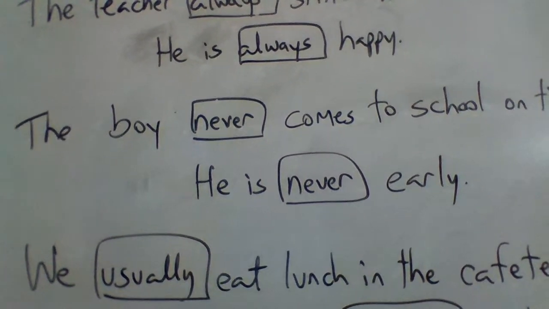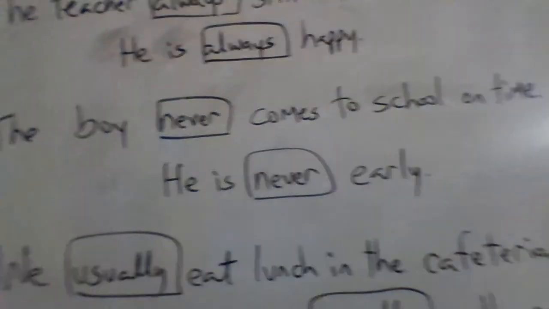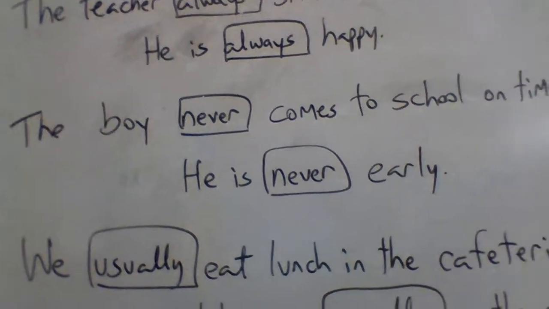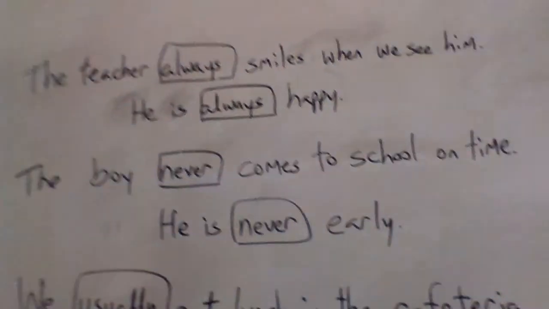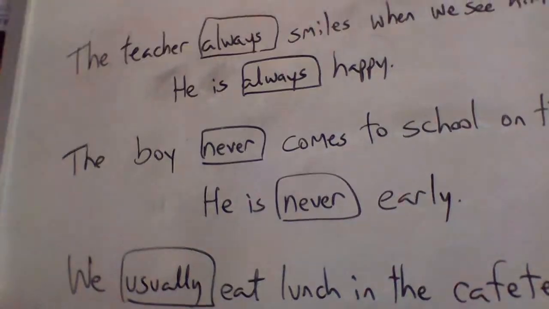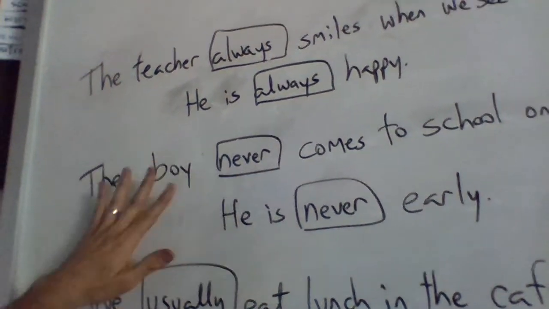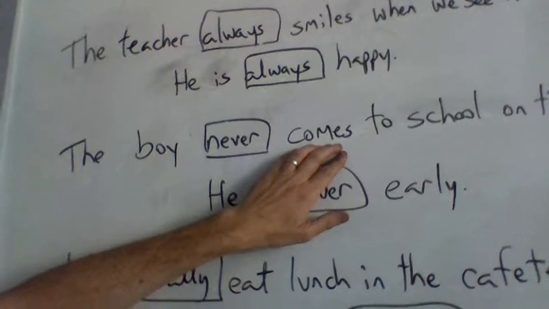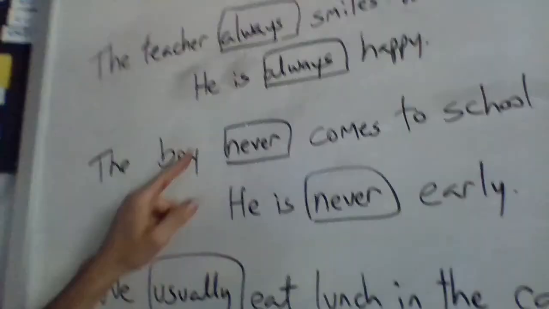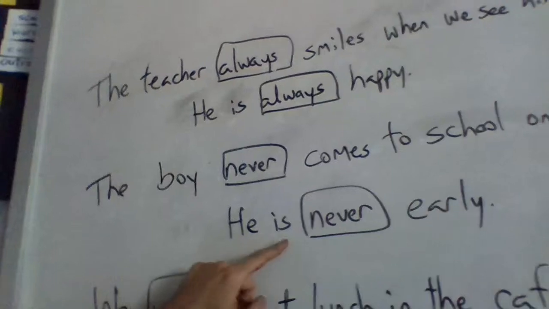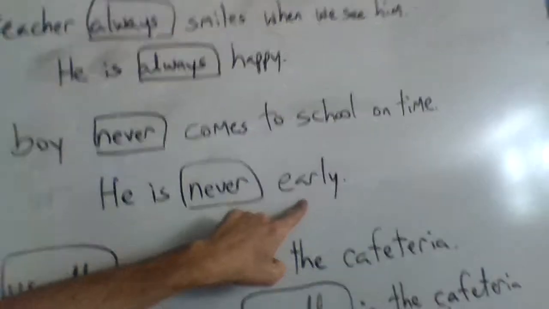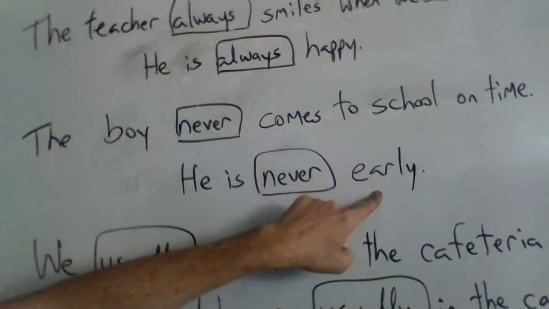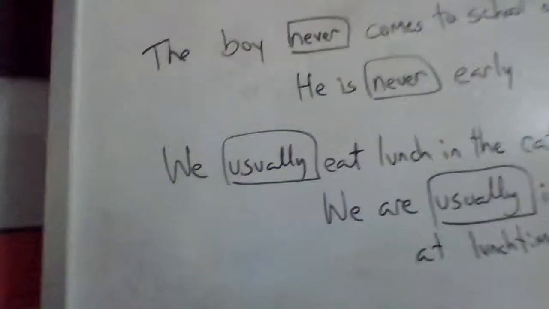Okay, look at the next one. The boy never comes to school on time. On time means at the right time. Okay, he's always late. So never comes between the subject, the boy, and the verb comes. And we still have that S because it goes with the boy. Okay, if it's a to be verb, that adverb of frequency comes after. He is never early. He is always late. He is never early.